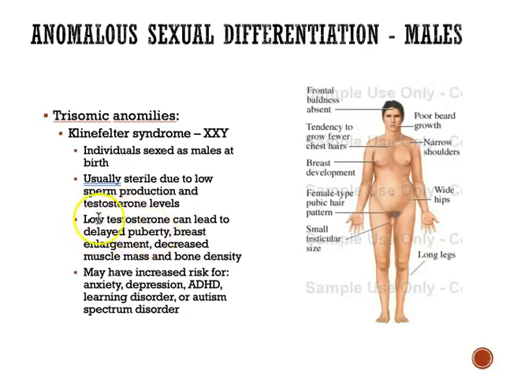But that low testosterone can lead to delayed puberty. It can lead to breast enlargement, decreased muscle mass, bone density, kind of more female typical. And then there are also some developmental, cognitive kinds of impairments that are associated with that, anywhere from mood issues like anxiety and depression, to learning disorders, or being on the autism spectrum.